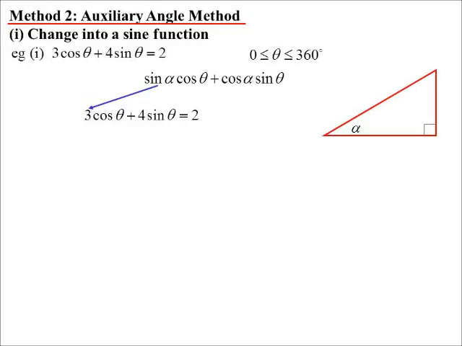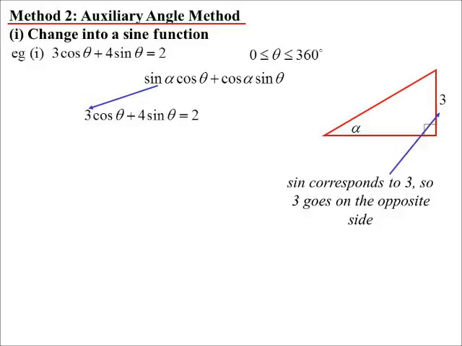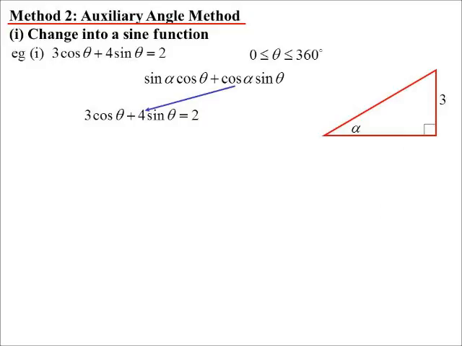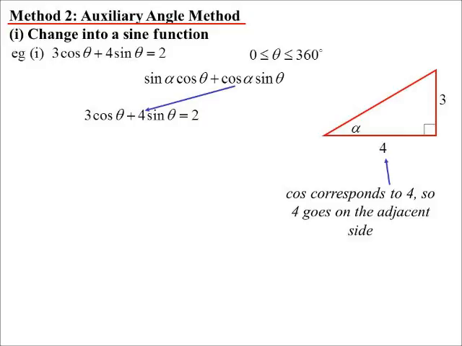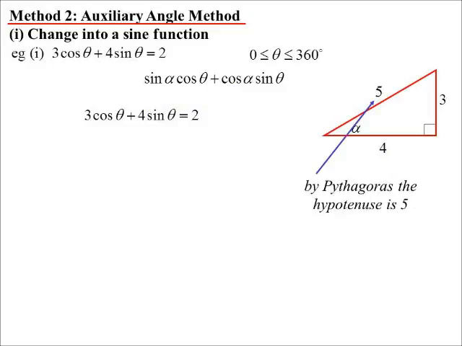So what I can do is draw up a triangle. Well, if it must somehow link with sine alpha, I'll make the opposite side 3. So there it is. I'll put that over there. Cos alpha links with the 4, so I'll make the adjacent side 4. Bit of Pythagoras, we've got the hypotenuse. I can now change the answer. Now, I wouldn't normally write this step in, but it's just to highlight.